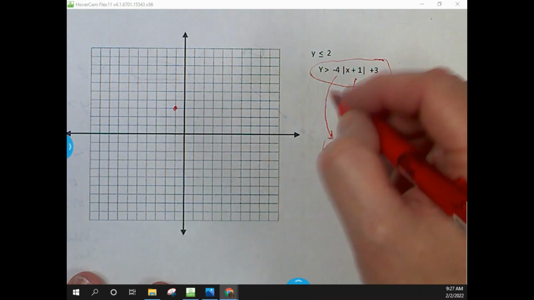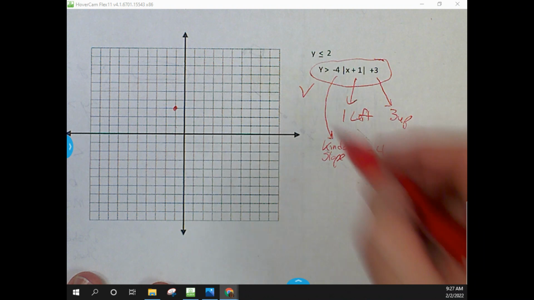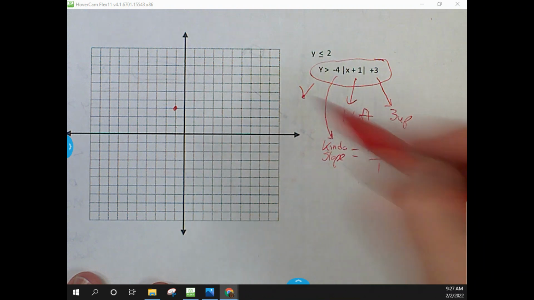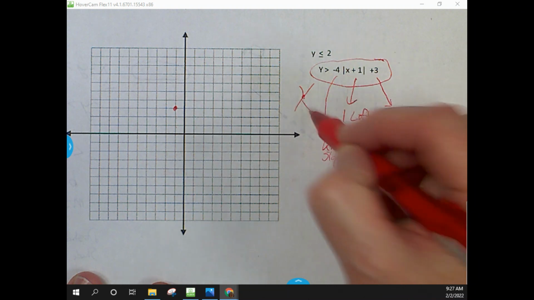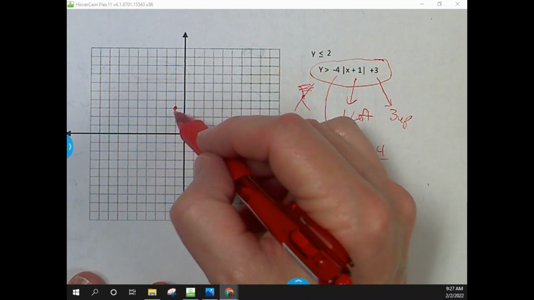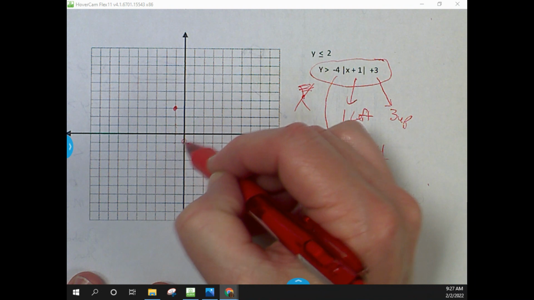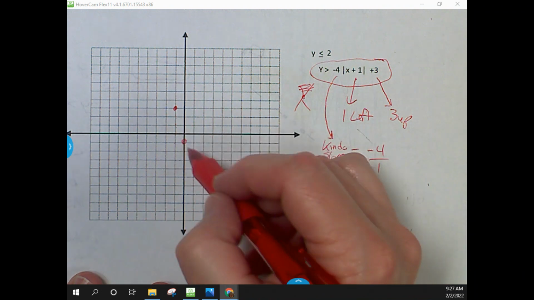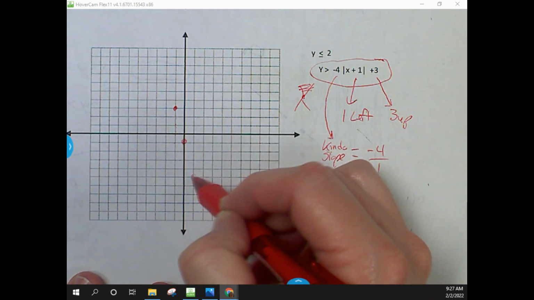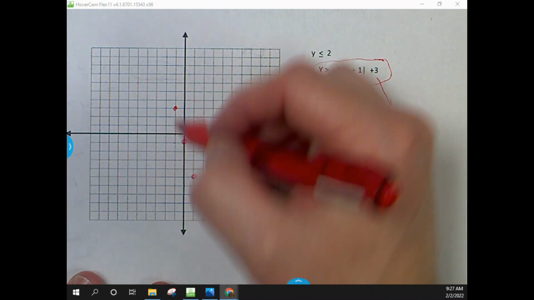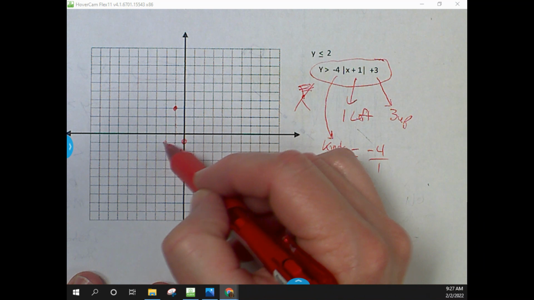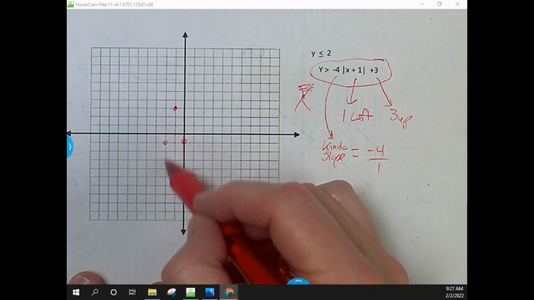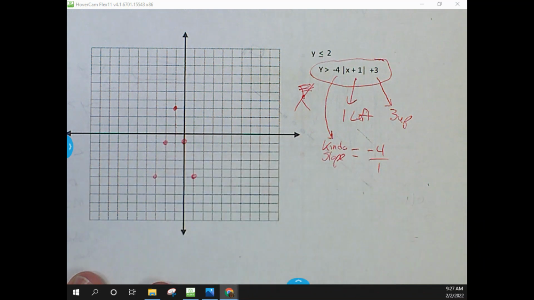And to get the points on the V, once we get this point that's in the middle right here, we're going to go down 4. Now actually it's negative, so we're going this way. So we're going down. We're going to go down 4, 1, 2, 3, 4 over 1 to get that point. And then that's this side of the V. To get the other side of the V, we're going to go down 4, but over 1 to the left.